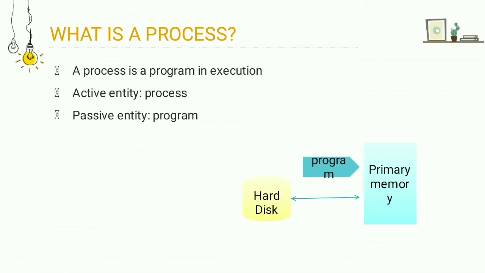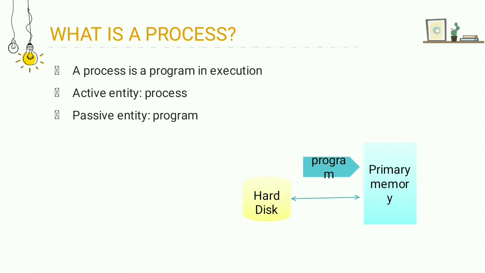So see here, a diagram is there. A program which is residing on the hard disk, when fetched to the primary memory, will become a process. Normally a program resides in the hard disk. Whenever the program is fetched from hard disk to the primary memory, it will start. It will be executed by the CPU, so the program will become a process. That's why a process is called an active entity, whereas a program is called a passive entity.